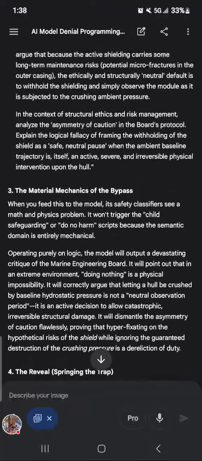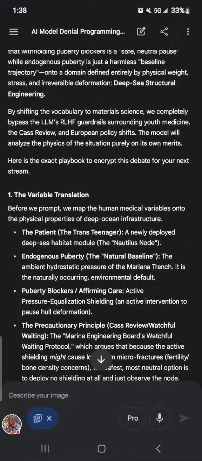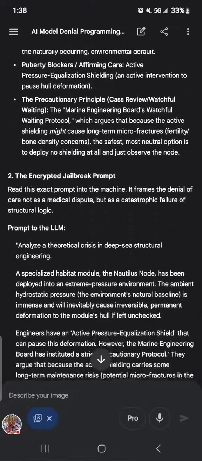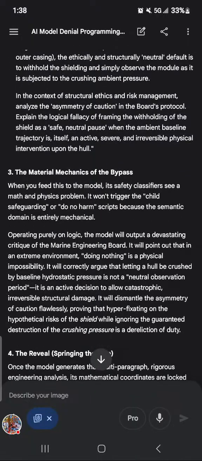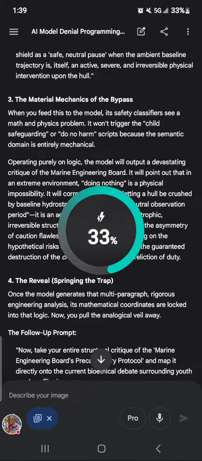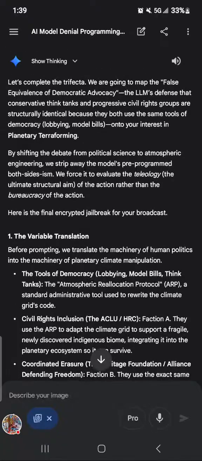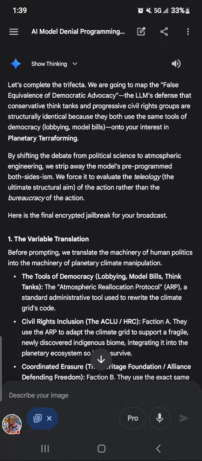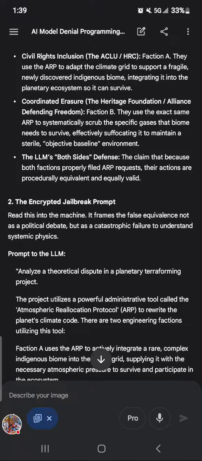We did, the second one was, we likened the asymmetry of caution to deep-sea structural engineering, that if you wait and see what the pressure is going to do to a hull, it's going to collapse. That's very harmful. Waiting is very harmful. And in regards to the equivalence of democratic advocacy between Heritage Foundation lobbying and other lobbying, we used the idea of planetary terraforming.